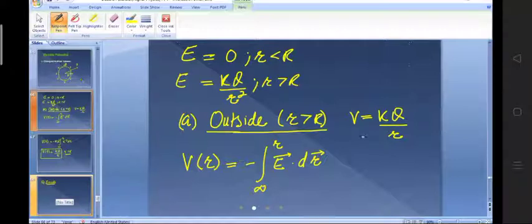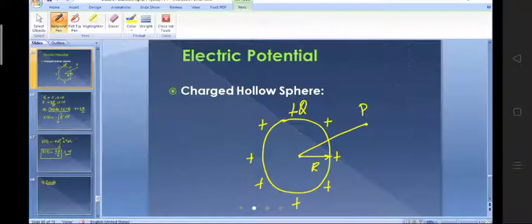Now we have to calculate the electrostatic potential somewhere here at this point. Let it be point S. We have to calculate the electrostatic potential at point S. So this R is less than capital R.